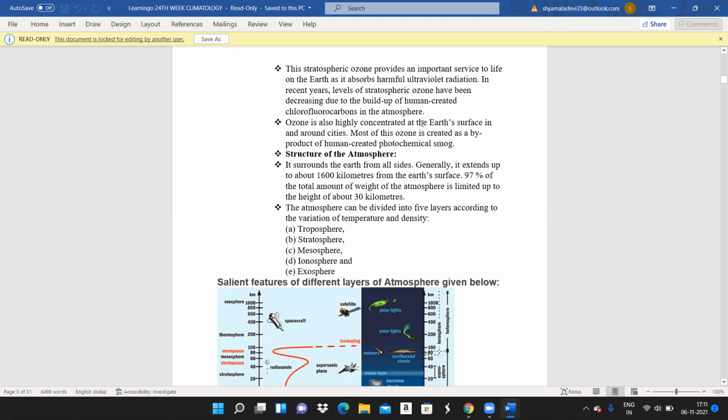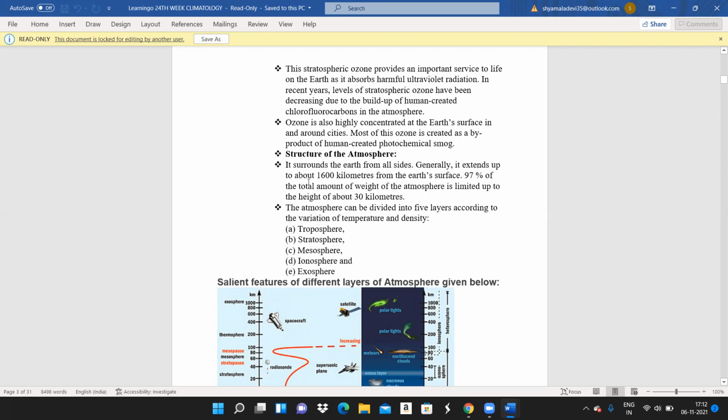But this is also creating a problem because there are holes in the ozone layer because of the chlorofluorocarbons which are released into the atmosphere. Ozone is also highly concentrated near the Earth's surface in and around the cities. Most of this ozone is created as a byproduct of human-created photochemical smog. So this is one more important additional point you can take. But the most important thing you talk about is the ozone layer.